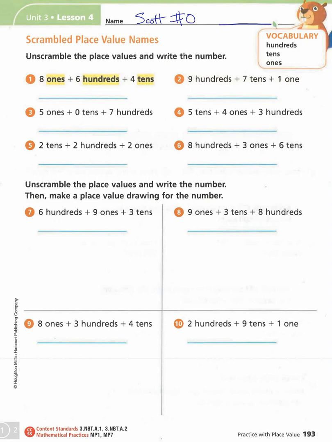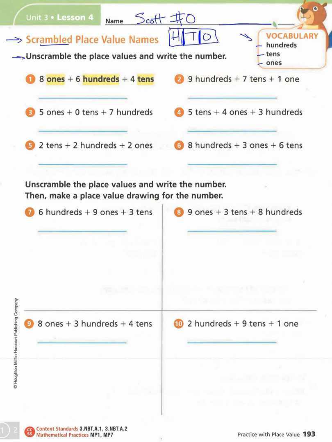All right, so we're going to continue working with place value in this lesson, but this time we're going to have some scrambled place value names. And let's go over and look at this vocabulary box. Remember, we have hundreds, tens, and ones. And I'm going to make a little hundreds, tens, and ones box up here, just to remind me that's the order that we go in. We separate the hundreds, the tens, and the ones like that, right? That's the order they go in.